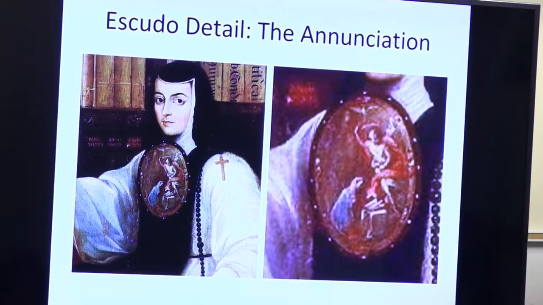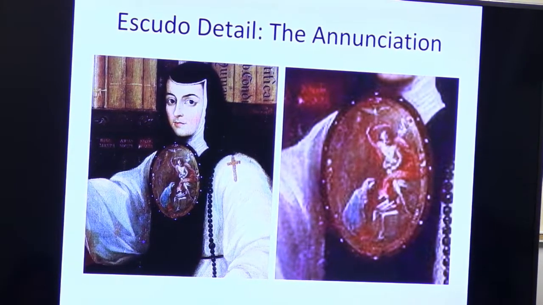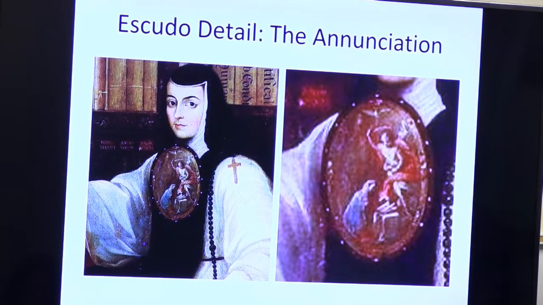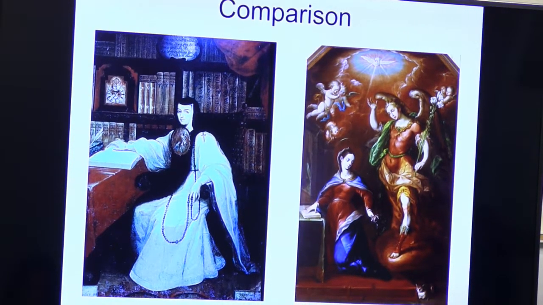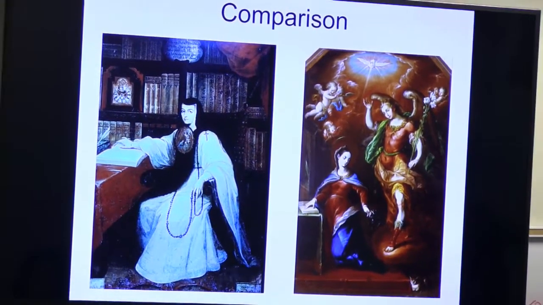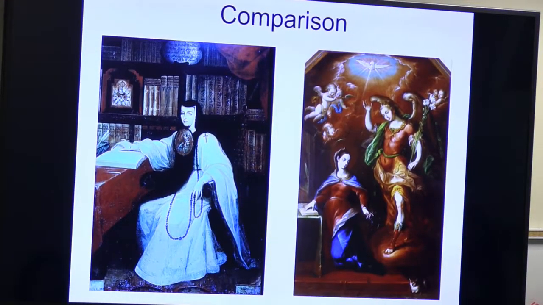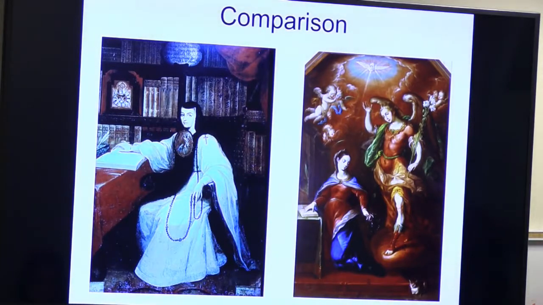And this one depicts the Annunciation. This is where Mary, following a Northern European model, is usually depicted reading a prayer book, and the angel appears and disturbs her. That's what we see. Here's a close-up of that detail. And here she is next to a painting by one of her contemporaries, Cristóbal de Villalpando, from the late 17th century. So it's like a colonial version of the Annunciation, painted by someone she knew.